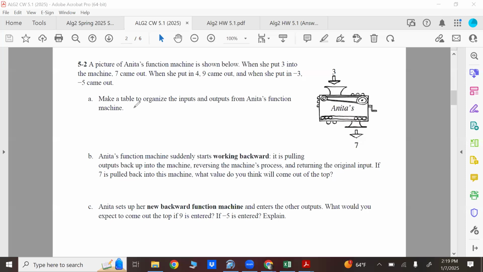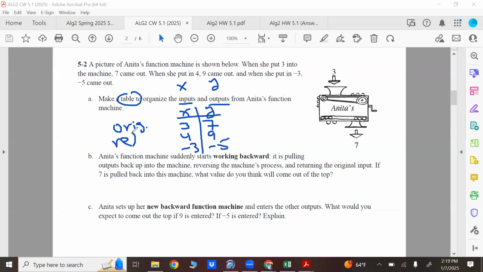So pretty obvious. If you make a table, inputs is x, outputs is y. So how would I fill out that table? How would I take the words and put it into a table format? If I put 3 in, what comes out? If I put 4, what comes out? Let's put -3, -5. Okay, we're going to call this the original relation.